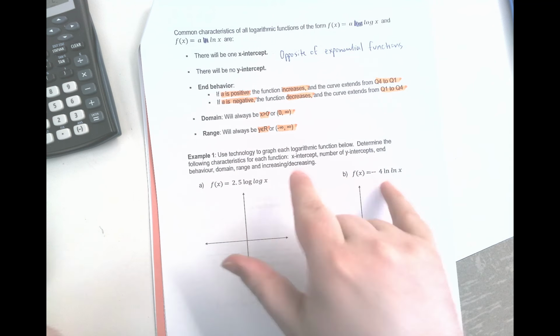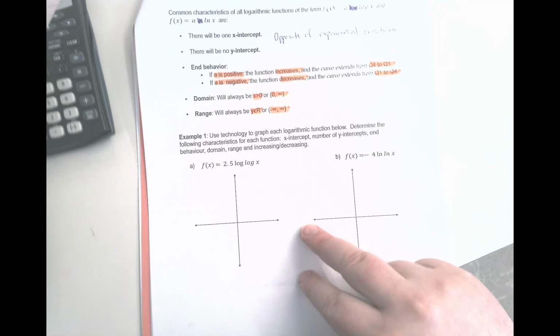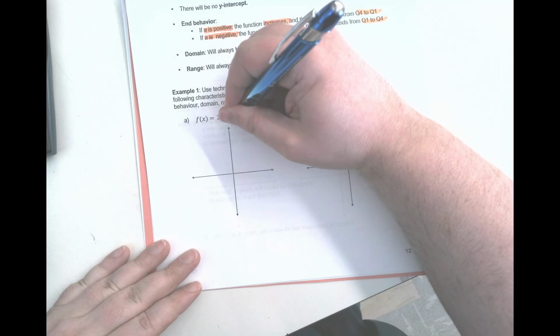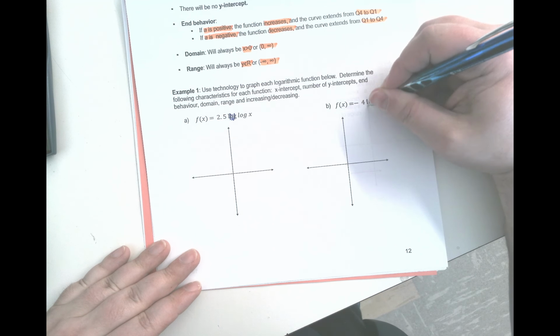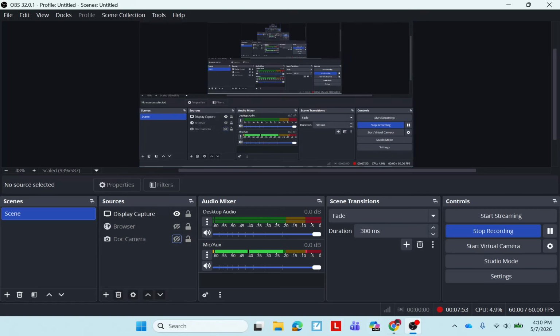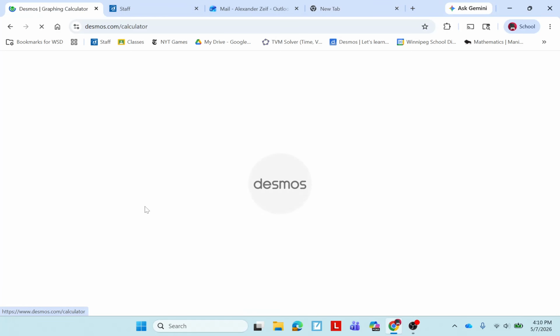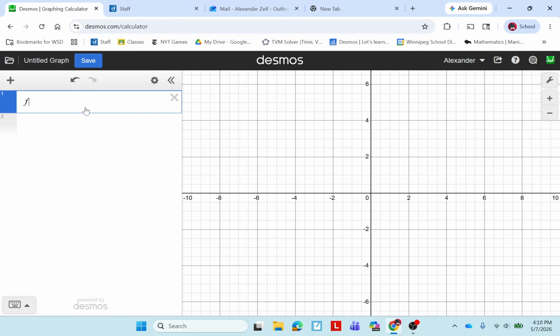So what we're going to do is graph these two functions here using Desmos and take a look at the characteristics of each. Again, there's a double log here, so I'm going to cross those out. Those are just there by mistake. So the first one we're going to take a look at is f of x equals 2.5 log of x. So I'm going to switch over to Desmos, which I have open here, and I'm going to type f of x equals 2.5 log of x.